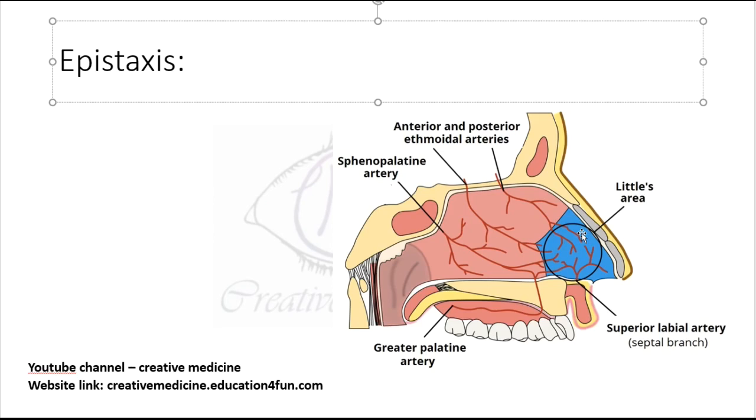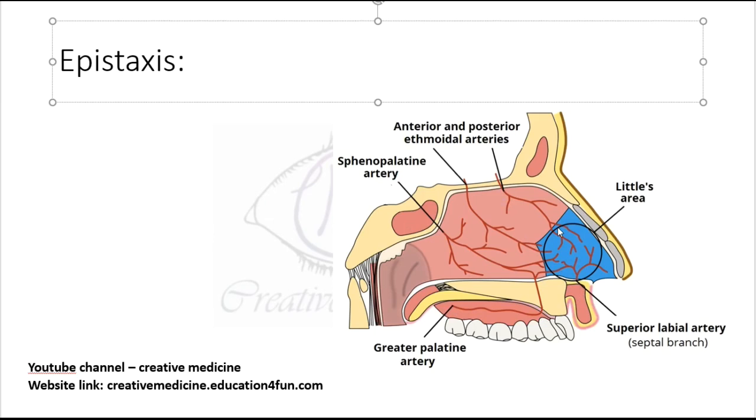It is located mainly in the anteroinferior part of the nasal septum, and the branches include the plexus of the anterior ethmoidal arteries. You will also see the sphenopalatine artery, the superior labial artery, and the greater palatine artery. All these arteries form a plexus in Little's area.